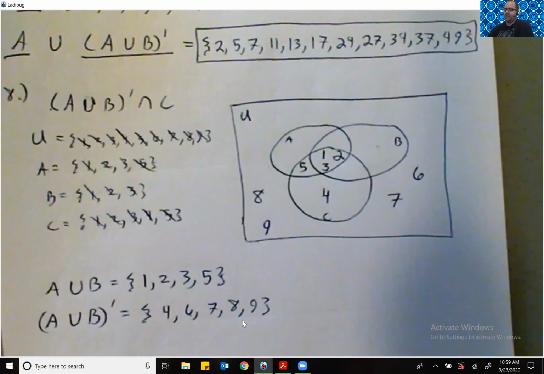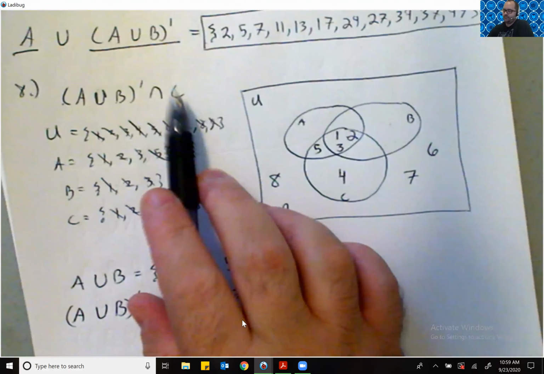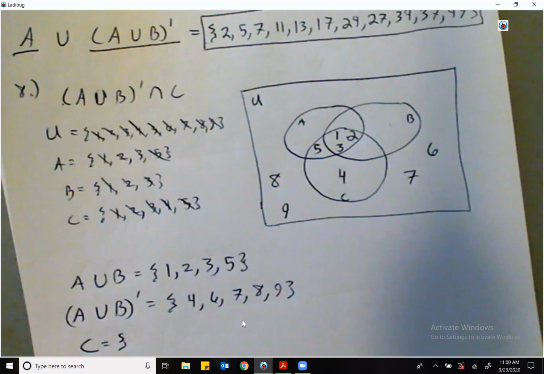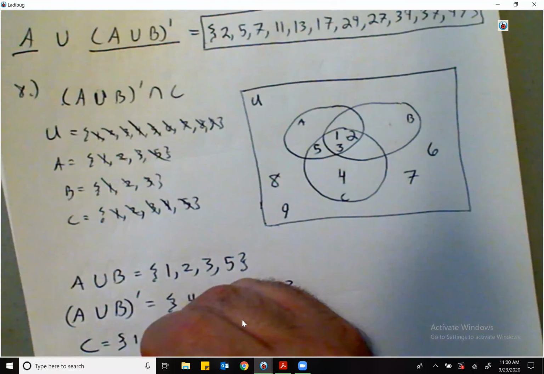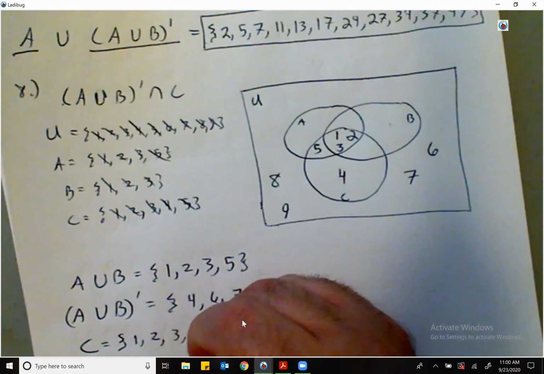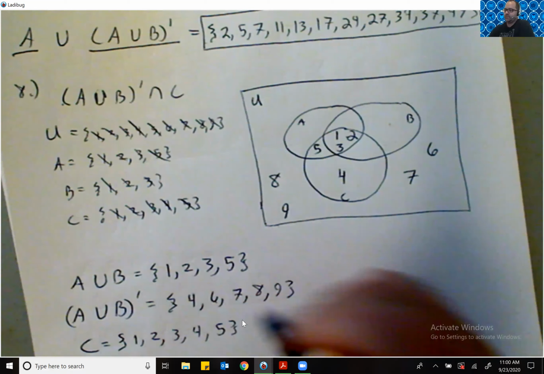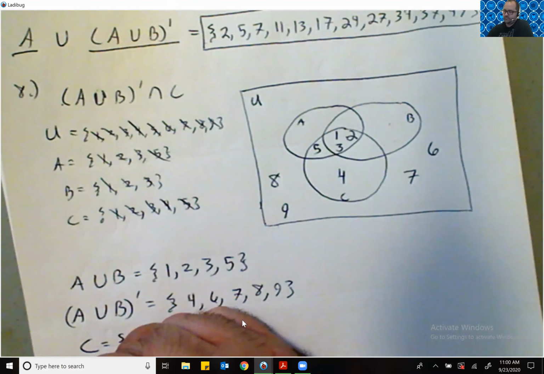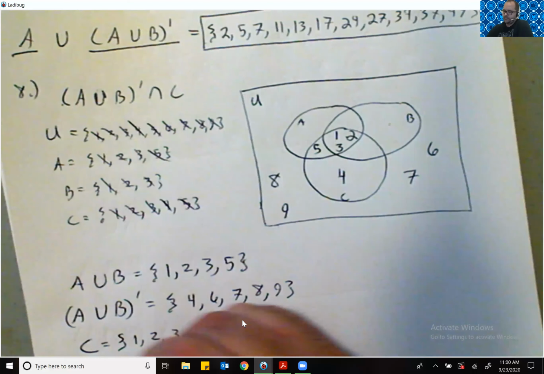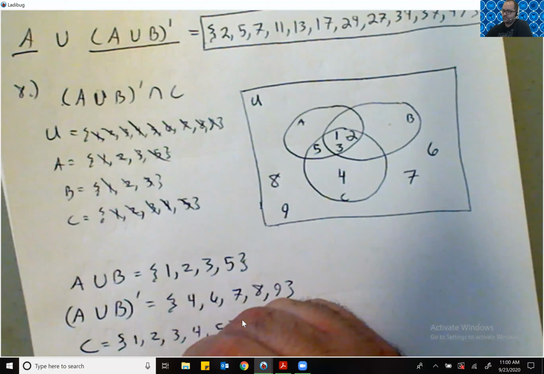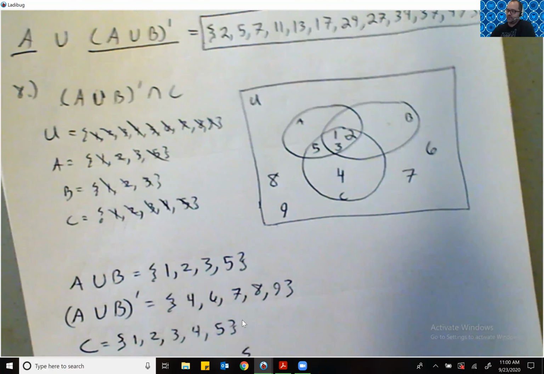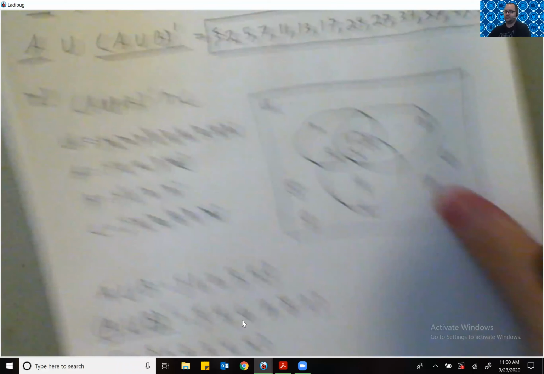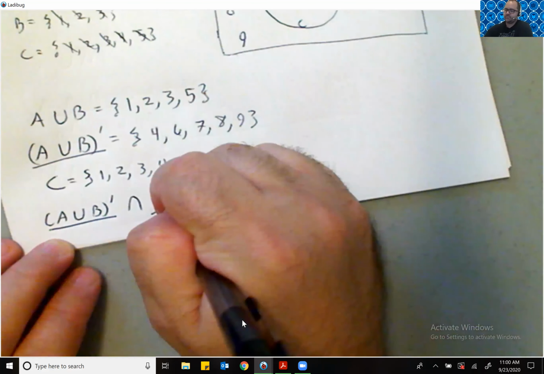And we need to know what C is real quick. What is our C set? 1, 2, 3, 4, 5. And now we're ready to answer the intersection. So we're ready to do the whole thing. Because we have our two sets here. We have the complement set and we have the C set.